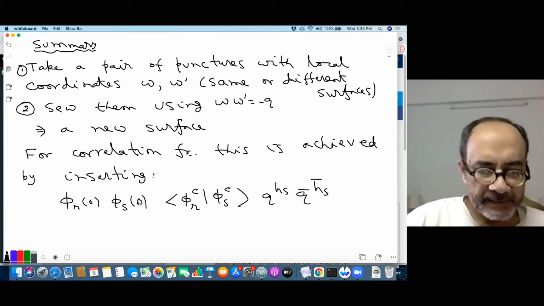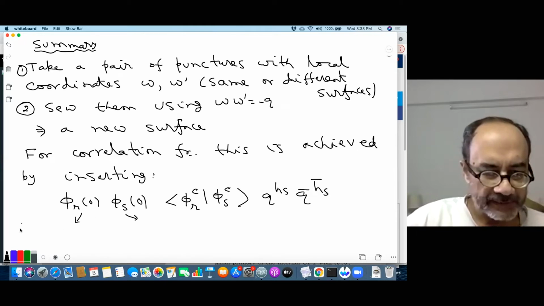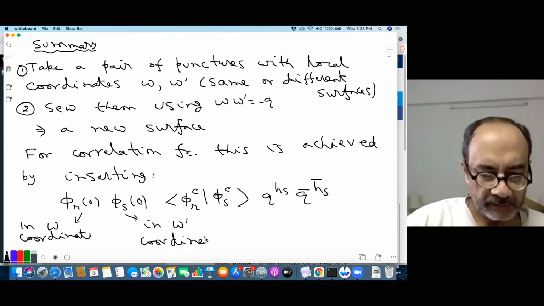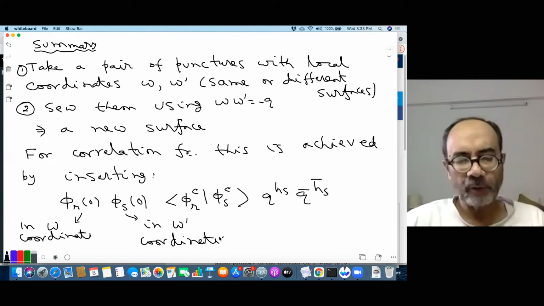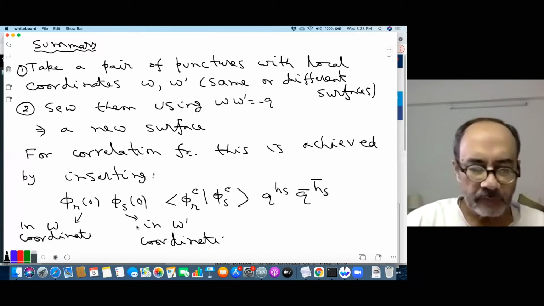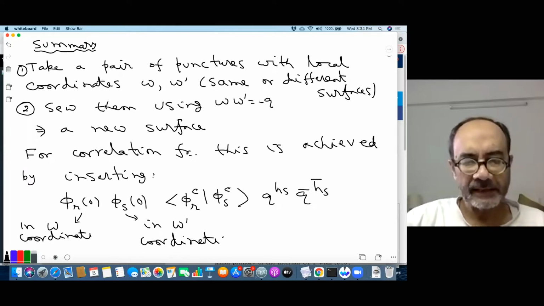And even though I've written both as 0, these are inserted using the corresponding local coordinate system. So this is in w coordinates, and this is in w prime coordinates. So they are not really at the same position. It's just that in the w coordinate it's at w equal to 0, and in the w prime coordinate this is at w prime equal to 0. So this relates the correlation function on the new Riemann surface to the correlation function on the original Riemann surfaces.